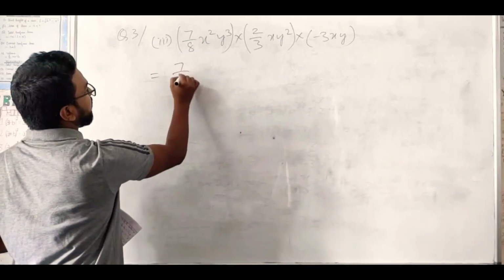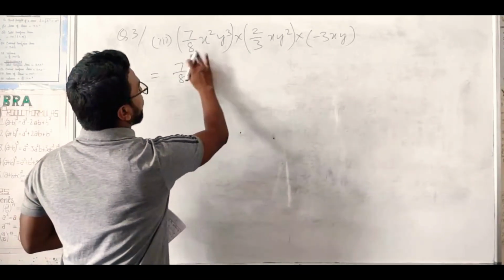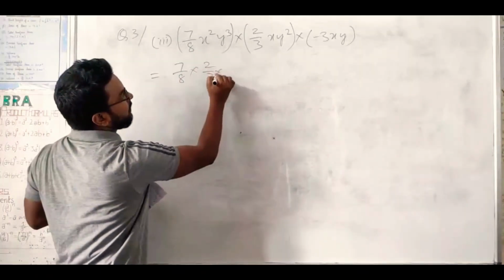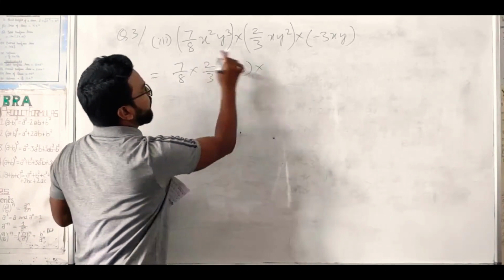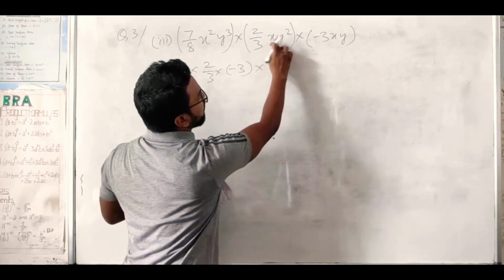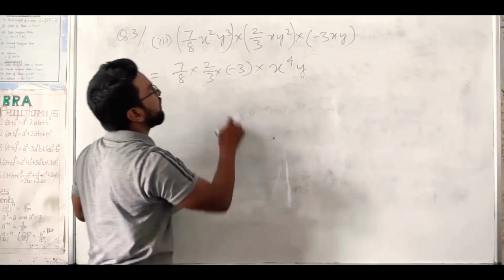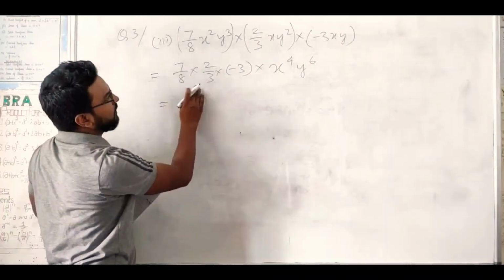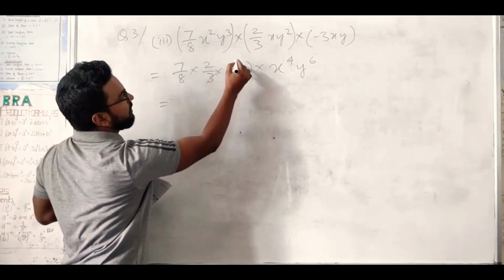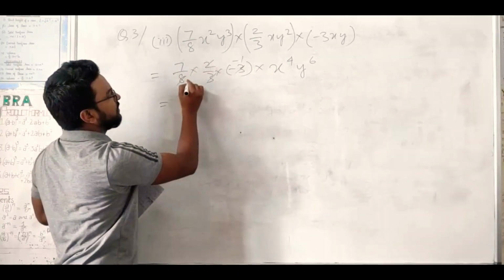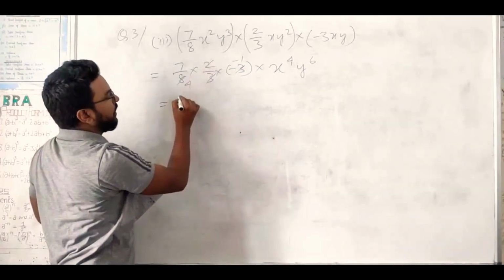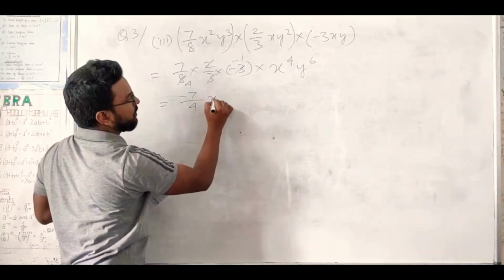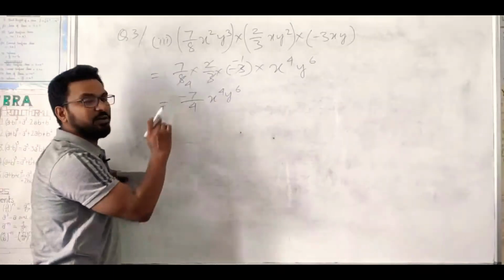So first we'll multiply all these terms. You just bring all the numerical values first. So this will be 2 by 3 into minus 3 into, how many x are here? 2 plus 1 is 3, 3 plus 1 is 4. How many y? 3 plus 2 is 5, 5 plus 1 is 6. Okay, so now you multiply this one. Can you cancel? Yes, we can cancel this one. If you cancel it, it will become minus 1, and this one also you can cancel, this will become 4. So in the numerator it will be 7 into minus 1, this will be minus 7, and in the denominator it will be 4 into x to the power 4 y to the power 6. So this is our answer.